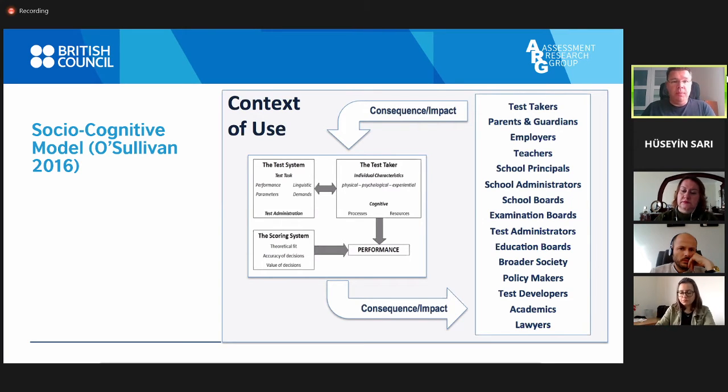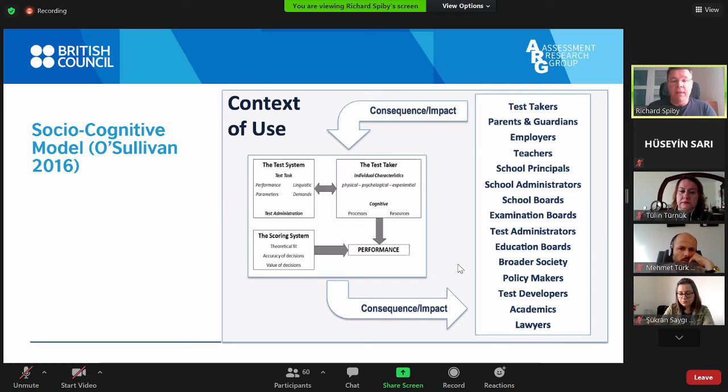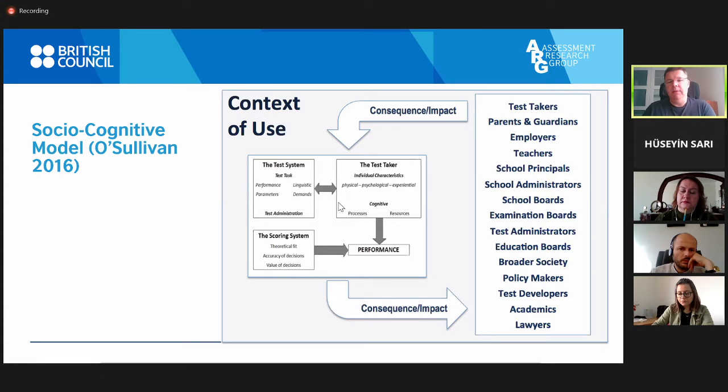And of course, there could be hundreds of different stakeholders, but these are some of the most common that we may think of. So this includes people in government, academics, people who work in the legal side of things. So this is not an exhaustive list. And it's important to see that the consequences work both ways here.